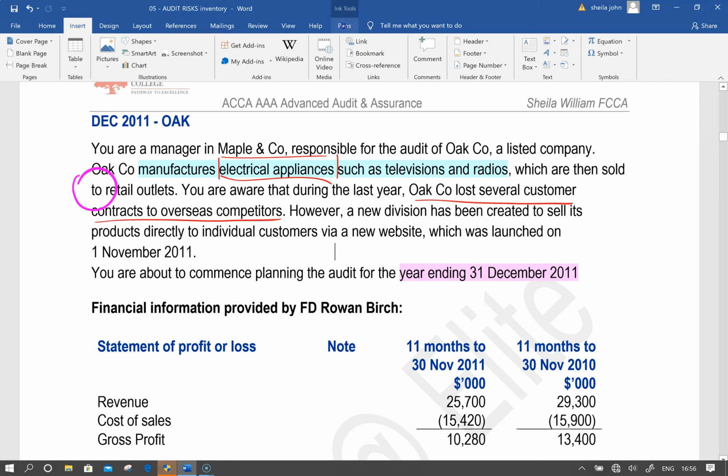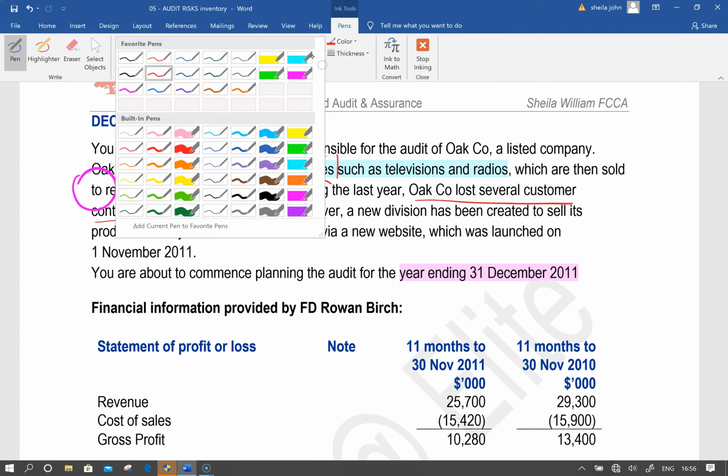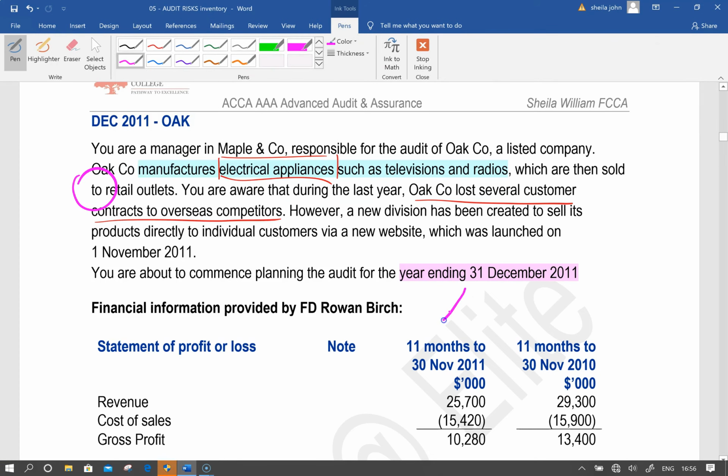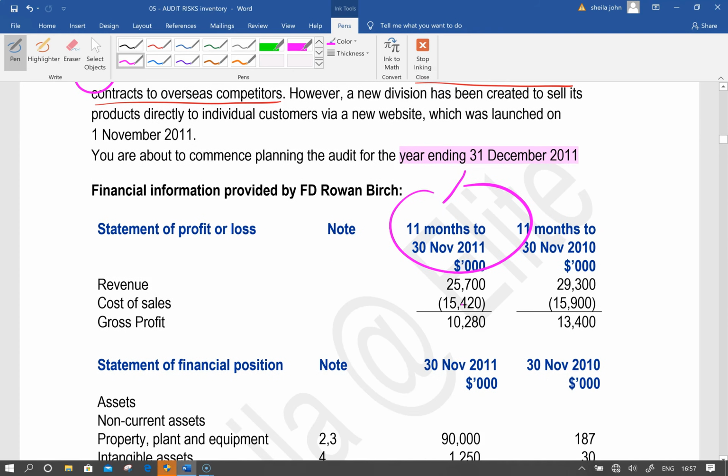Okay, now once you see the year end here, the first thing that you need to do is pay attention to this information here as to whether it is 12 months worth of data in the SOPL, or whether it is less than 12 months. Because it's less than 12 months, we have to gross up the figures if we're going to calculate any ratios that include any figures from the SOFP. So here, the P&L shows only 11 months.